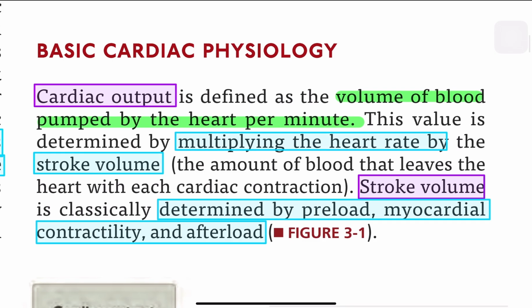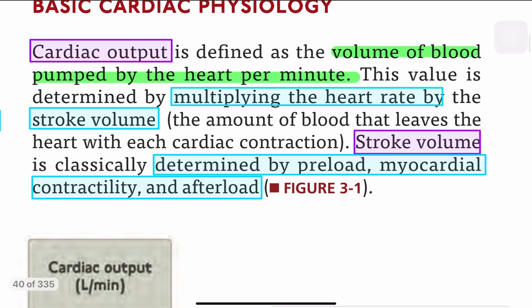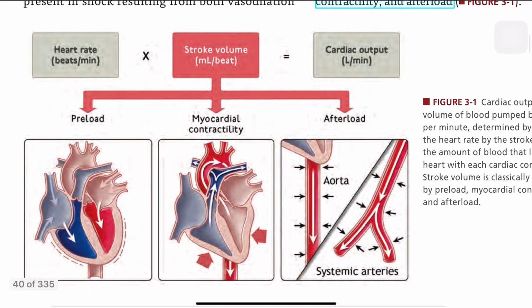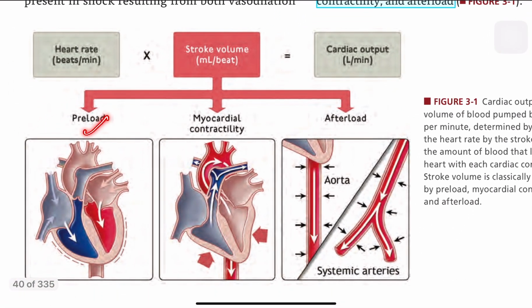So what is cardiac output? Cardiac output is defined as the volume of blood pumped by the heart per minute. It is heart rate multiplied by stroke volume, and stroke volume is determined by the preload, myocardial contractility and afterload.